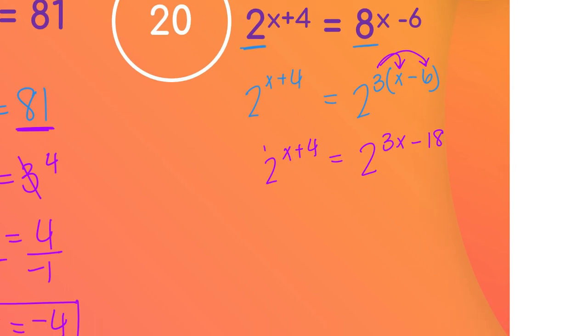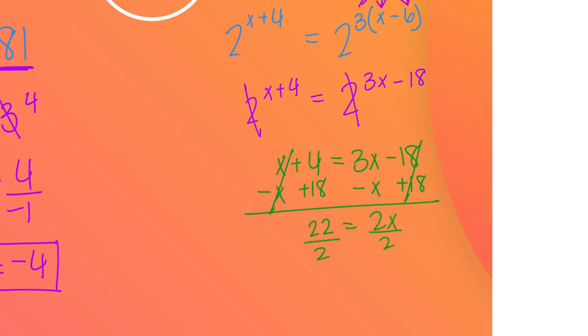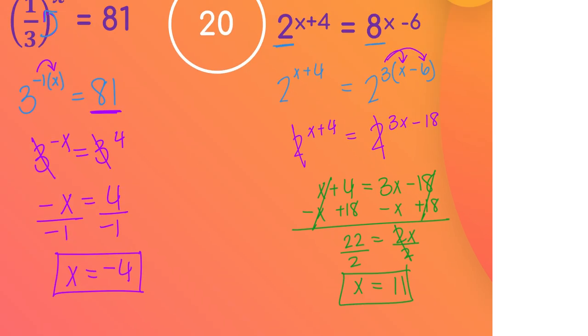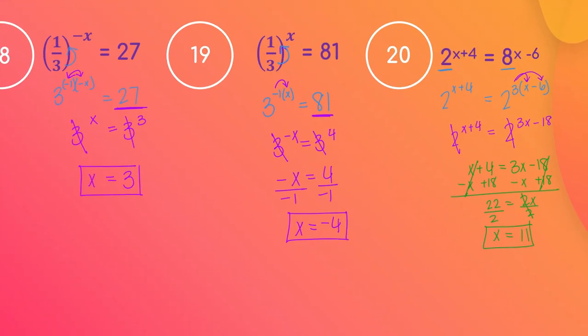If you look at it, I have the same base, so I'm going to cancel those out. And then let me change this color. I'm going to go ahead and solve. x plus 4 equals 3x minus 18. Solving this one, I'm going to go ahead and subtract x, and I'm going to add 18 to both sides. I'm going to end up with 22 equals 2x divided by 2. x is going to equal 11. Again, not too hard. Make sure you have your signs and you're solving correctly.